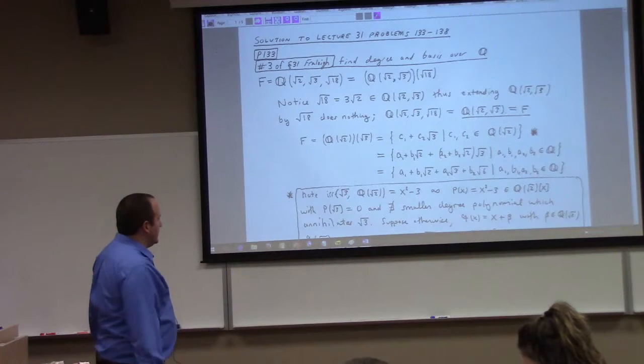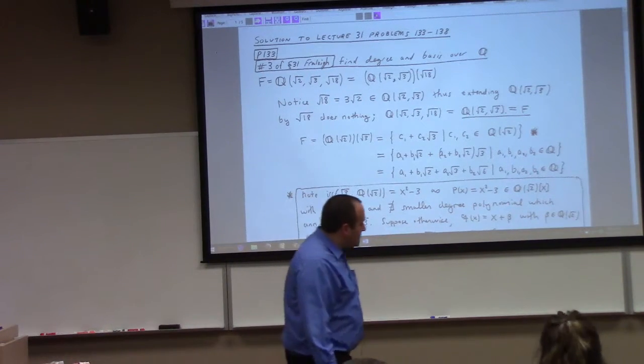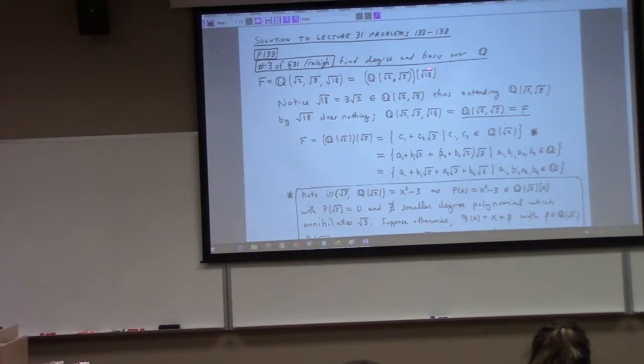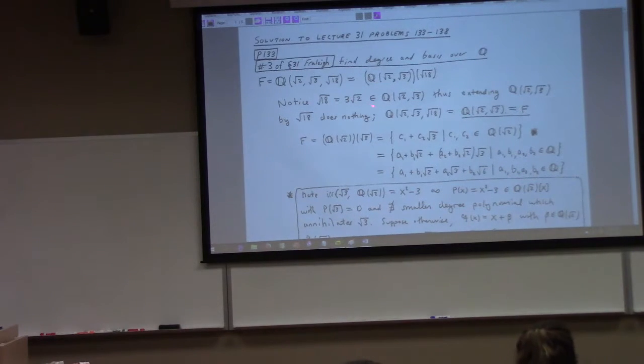Like I said, I'll just run through these real quick, and then I'll take your questions. So this one, you're supposed to find the degree and basis over Q of this thing. It's a trap. The trap here is that the square root of 18 is dumb, because square root of 18 is 3 times the square root of 2, so that's already in here, right? So if I extend Q adjoin root 2 root 3 by root 18, there's nothing to do. So these are equal, so I don't even need to worry about the square root of 18, basically.